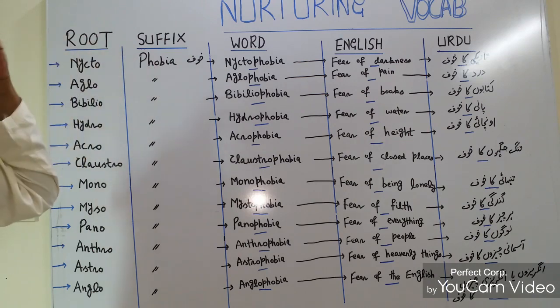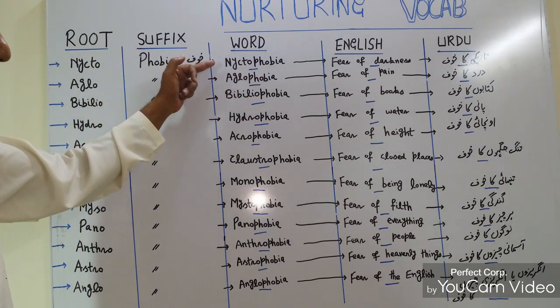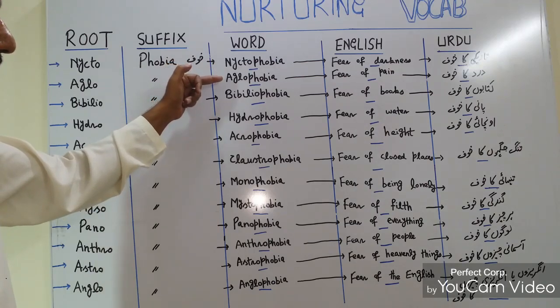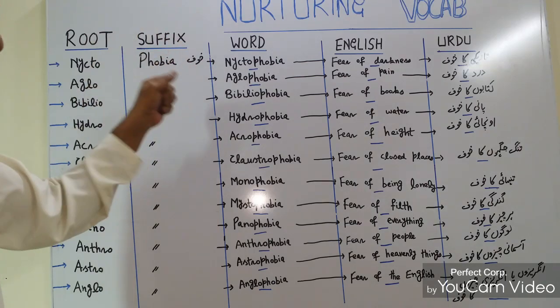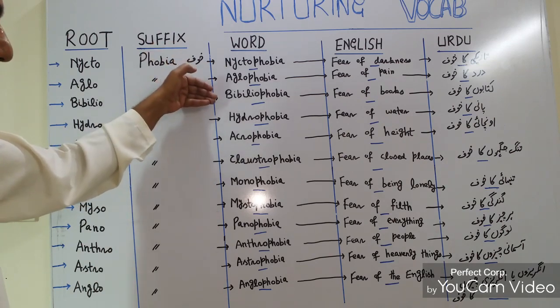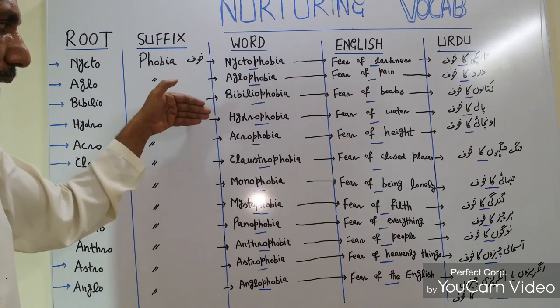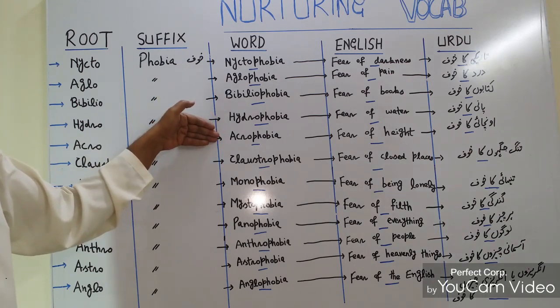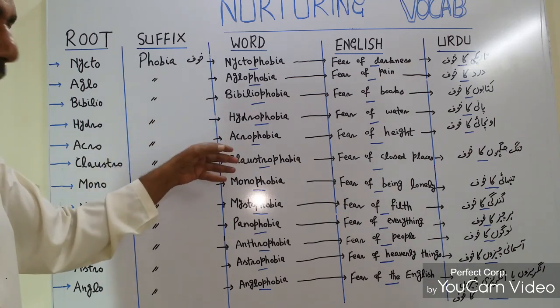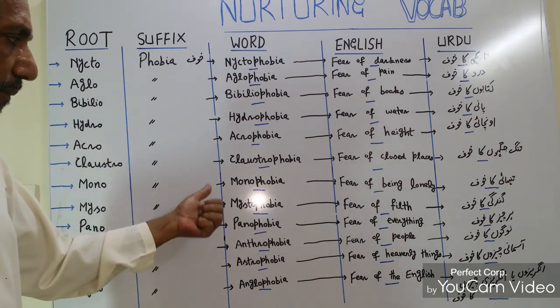So just as a reminder, nectophobia means fear of darkness. Algophobia means fear of pain. Bibliophobia means fear of books. Hydrophobia means fear of water. Acrophobia means you are afraid of height. Claustrophobia means fear of very narrow and closed places.